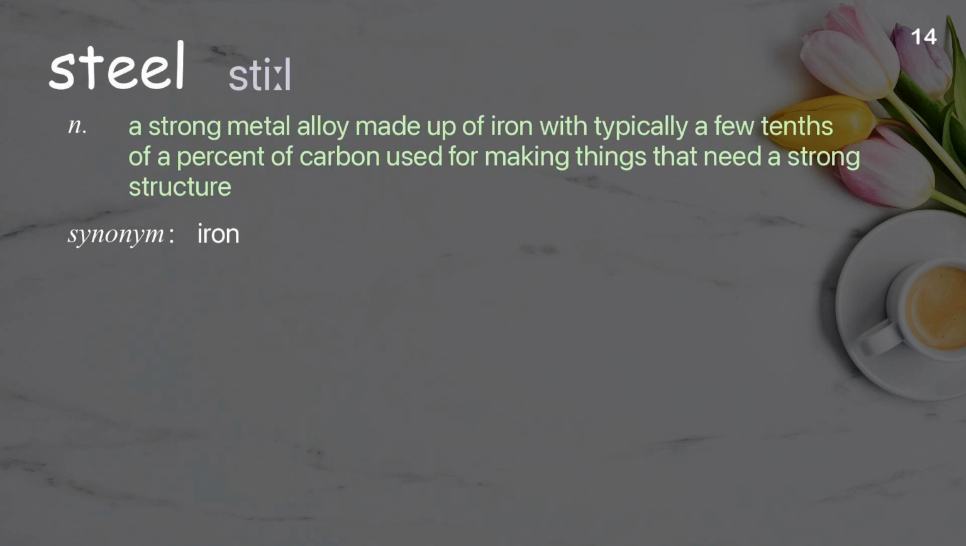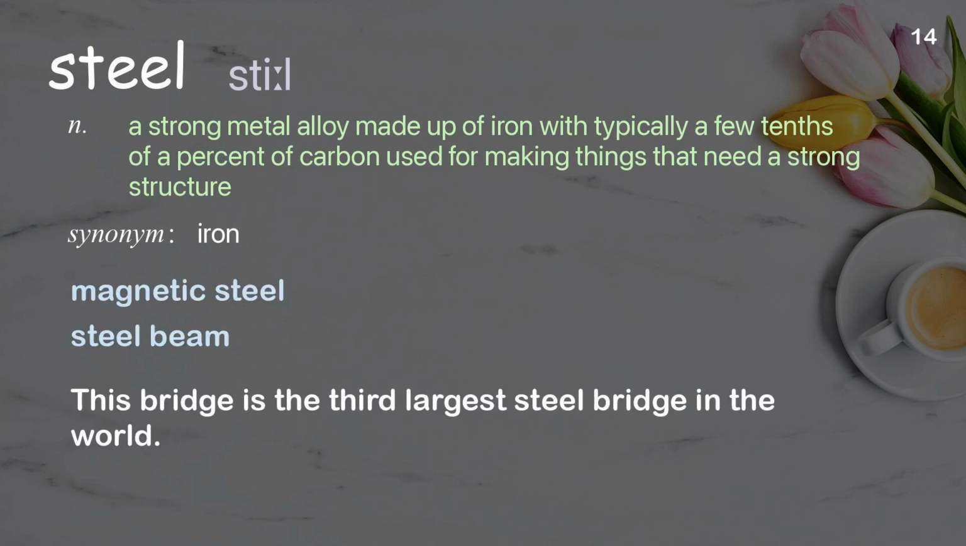Steel. A strong metal alloy made up of iron with typically a few tenths of a percent of carbon, used for making things that need a strong structure. Examples: Magnetic steel, steel beam. This bridge is the third largest steel bridge in the world.